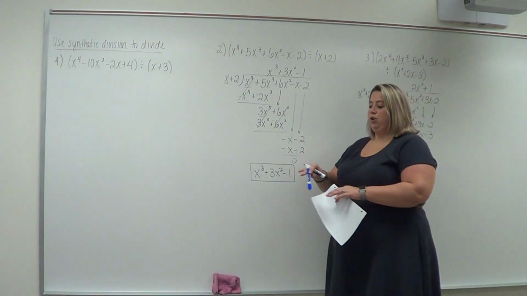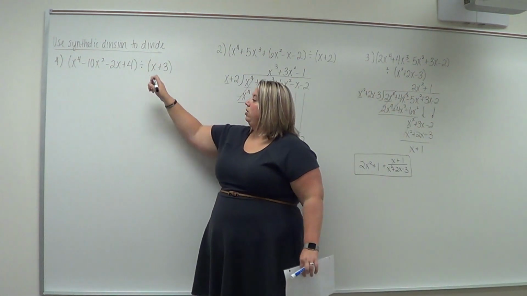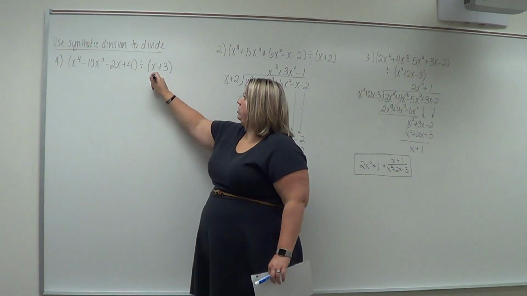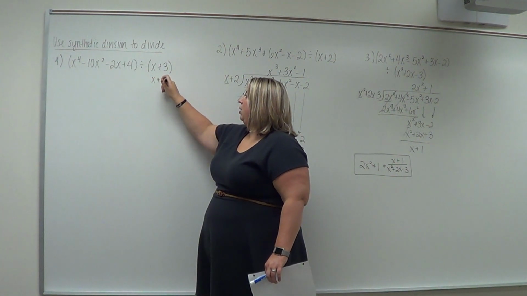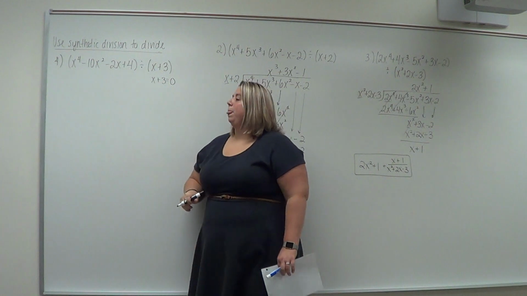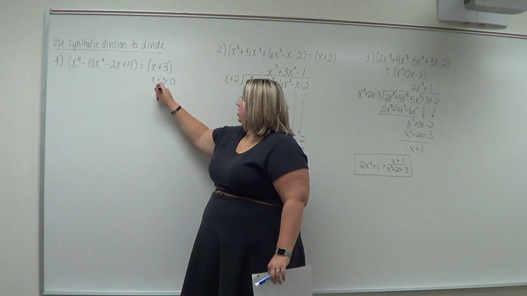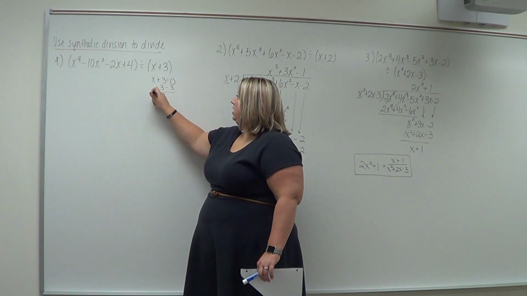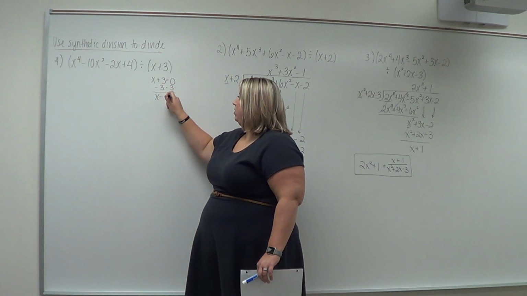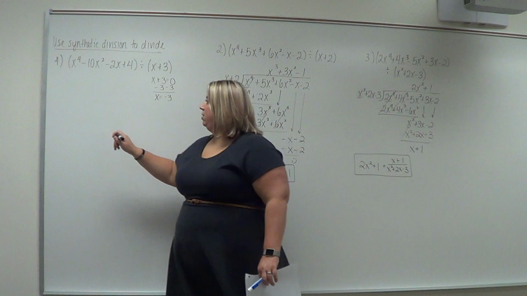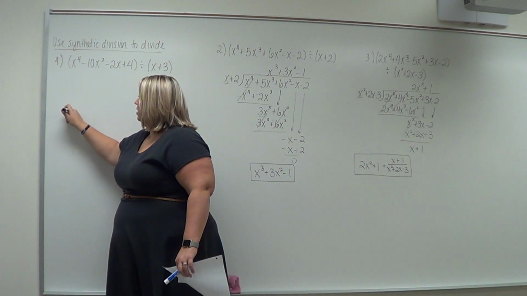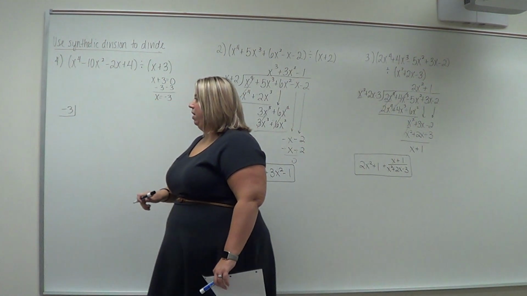Okay, so the first thing you do is whatever you're dividing by, so we have x plus 3, we're going to set that equal to 0, and we're going to solve. So how would I solve x plus 3 equals 0? Subtract 3. So I get x equals negative 3. Okay, that's going to be our number, and it goes on the outside in kind of a little half box.